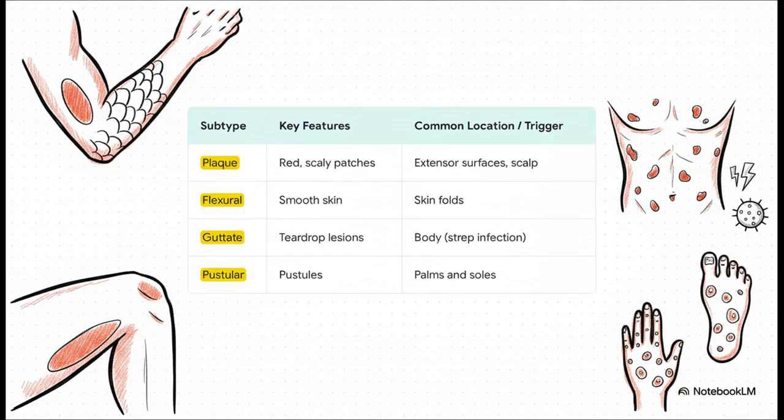Flexural psoriasis is kind of its opposite. It's smooth, not scaly, and it hangs out in skin folds. Then you've got guttate psoriasis, which looks like little red teardrops, and a big clue is that it often flares up after a strep infection. Finally, pustular psoriasis usually shows up with pustules on the palms and soles.